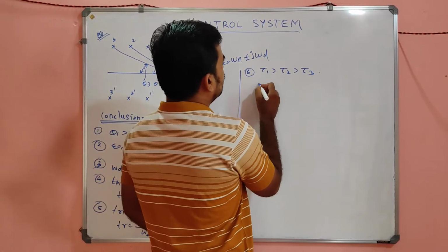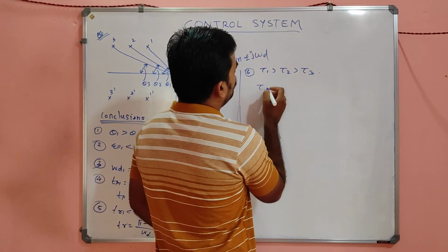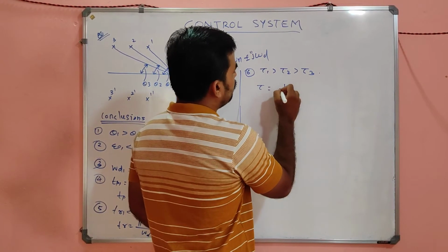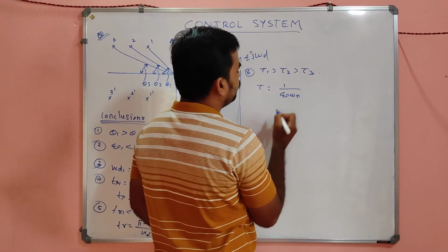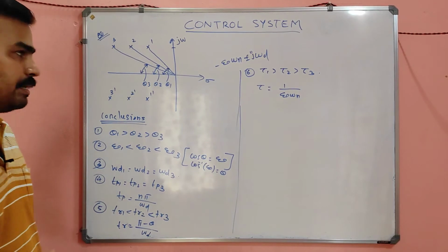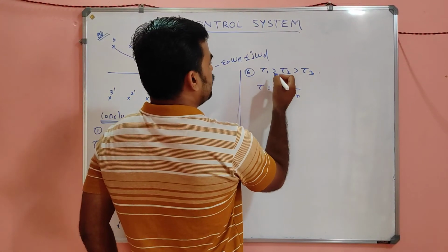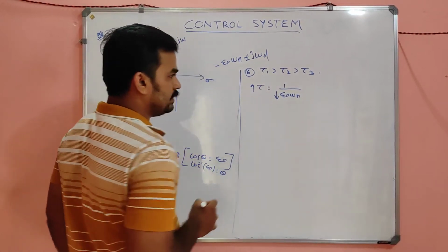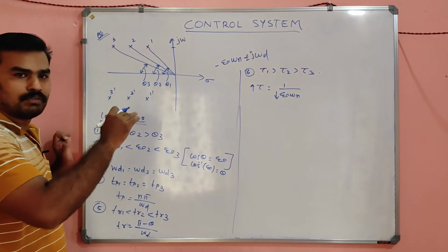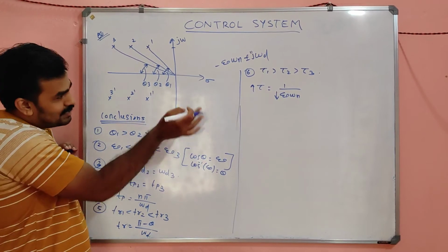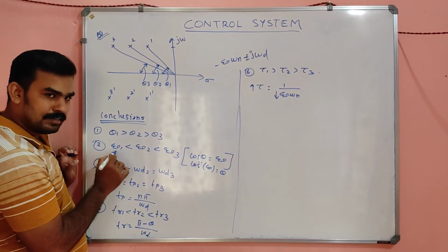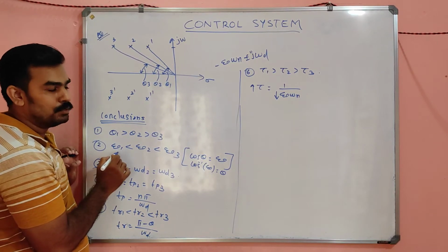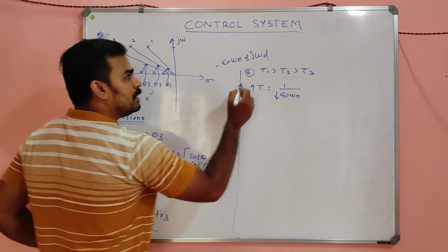I will tell you. Tau and zeta omega n are connected in such a way that tau is equal to 1 by zeta omega n. Am I right? Tau 1 is greater than tau 2. That means if zeta increases, tau will be what? Decreases, correct? If zeta increases, tau will be decreasing. Zeta decreases, tau will be increasing. See, zeta 1 is the least value, so tau 1 will be the maximum value. That's all simple.